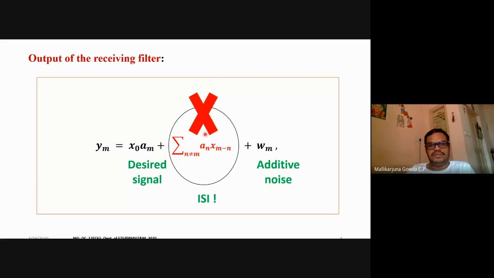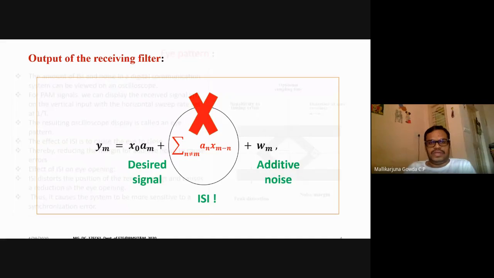As I said, our goal is to minimize this inter-symbol interference. To do that, there are two different ways. One, I can use a filter which is band limited. The second is the equalizer. We will be discussing those two things in this module.